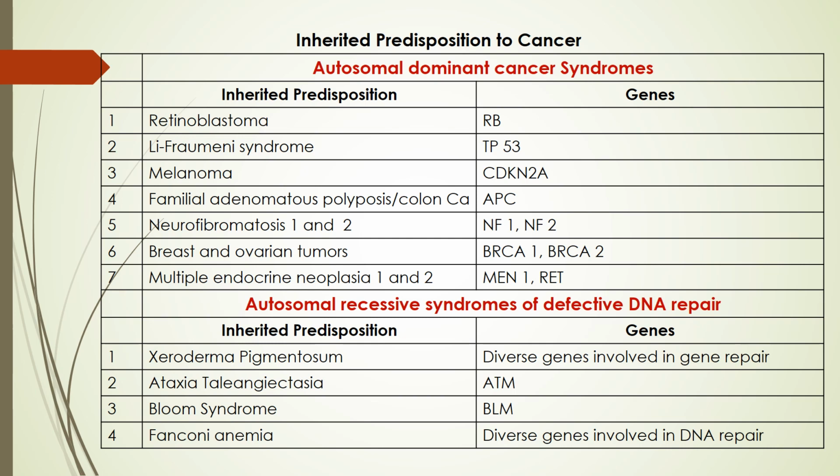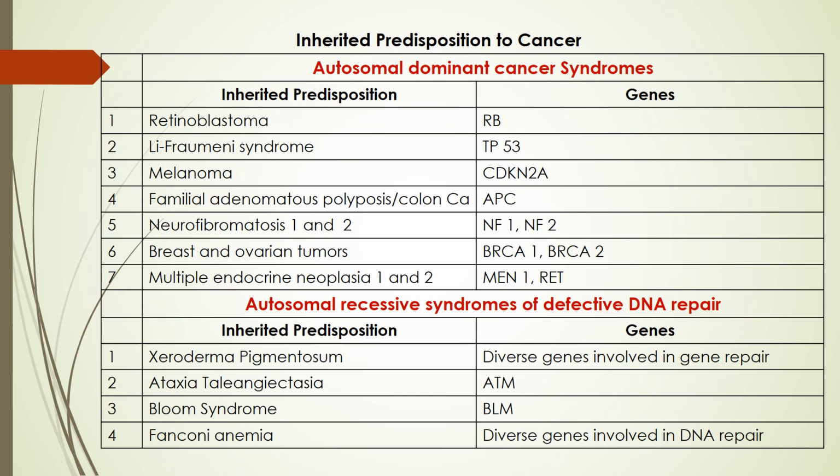Number three, you can see melanoma, a cancer of the skin, the melanocytes, and it is produced by a gene called CDKN2A, a difficult name to remember, and there are a lot of other cancers. Number six, breast and ovarian tumors, especially in females, and they are due to BRCA1 and BRCA2 genes.